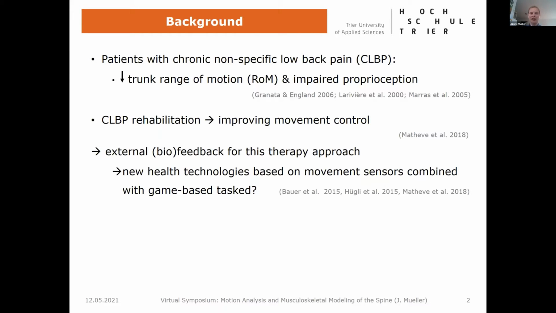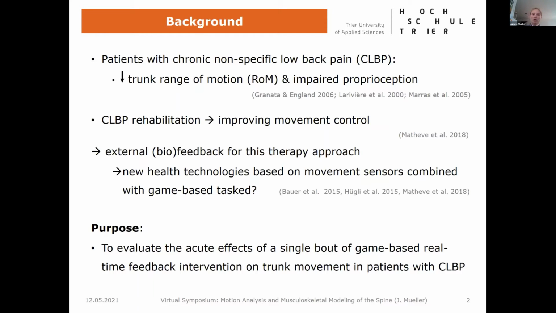However, some sort of external biofeedback is required for this therapy approach, and new health technologies, for example sensor-based exergames, might be able to provide reliable real-time feedback in combination with game-based tasks, and therefore are favorable for this therapy approach. Therefore, the purpose of our study was to evaluate the acute effects of a single bout of game-based real-time feedback intervention on trunk movement and control in patients with chronic low back pain.